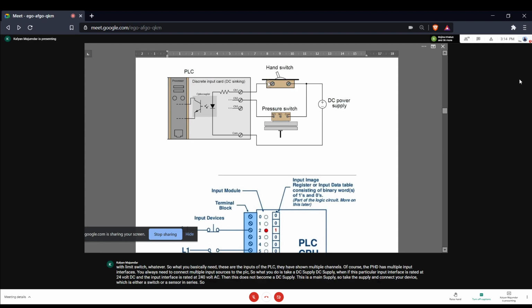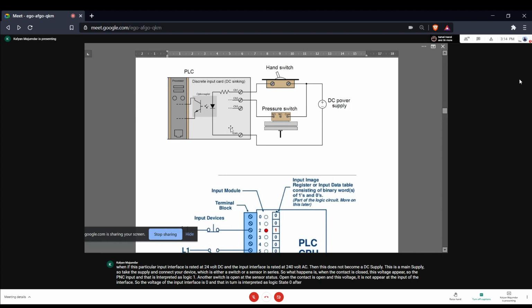So what happens is, when the contact is closed, this voltage appears at the PLC input, and that is interpreted as logic 1. And if the switch is open, if the sensor state is open, the contact is open, then this voltage does not appear at the input of the interface. So the voltage at the input interface is 0, and that in turn is interpreted as logic state 0.